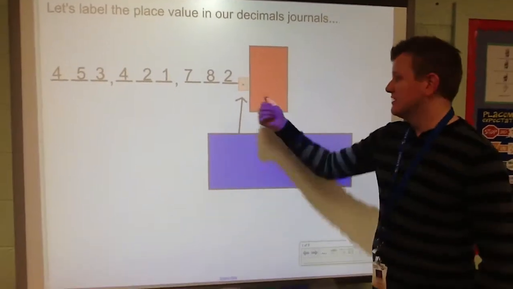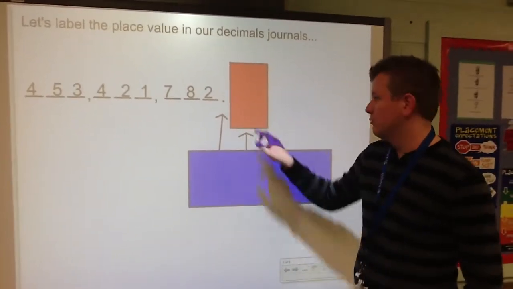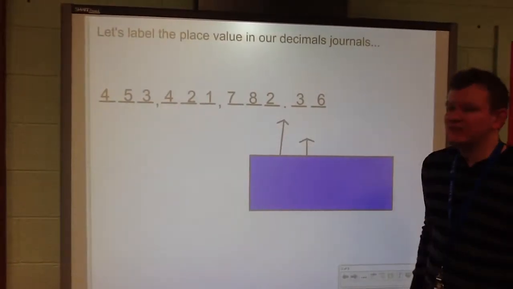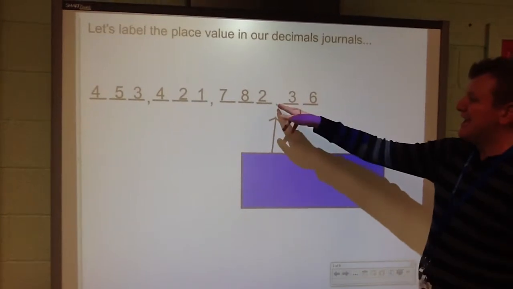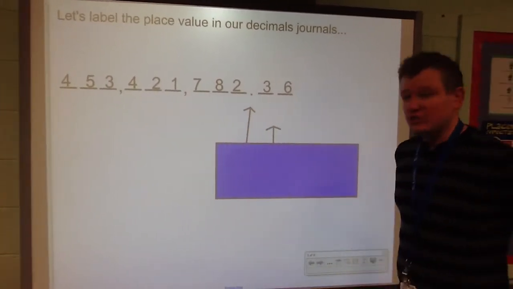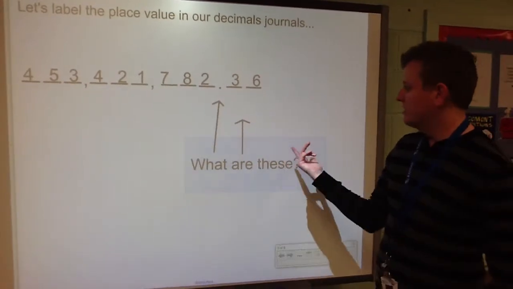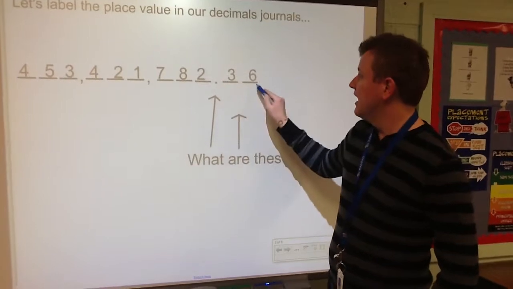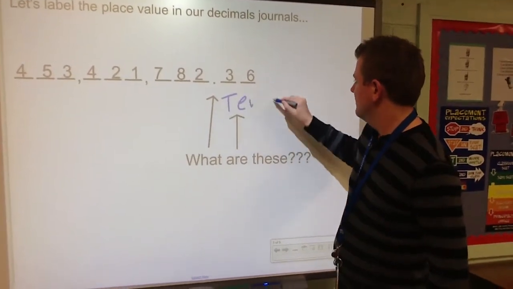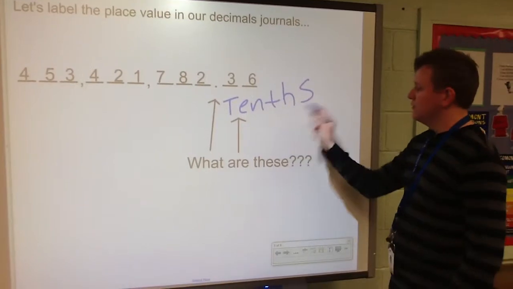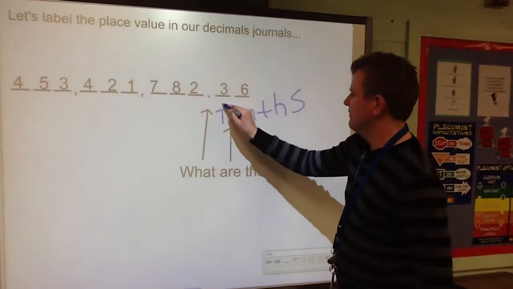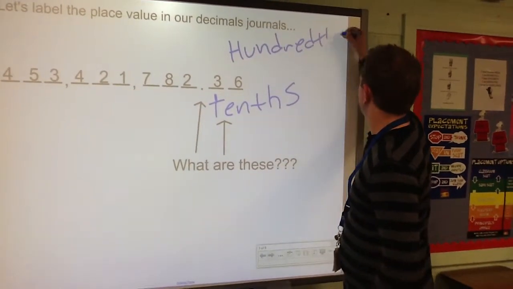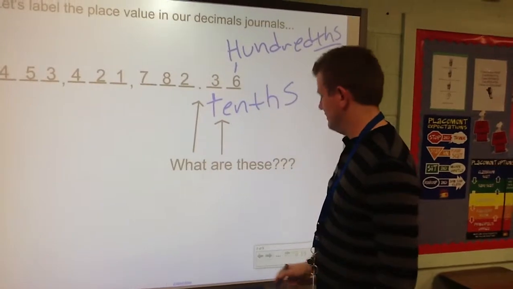Now we've got a decimal. That means that there are some numbers to the right of the decimal. Let's look at those. We have 453,421,782, a huge number, and then 36 hundredths. What are these? Well, decimal point, tenths, hundredths. Tenths with the THS at the end is here. Hundredths with the THS is here.